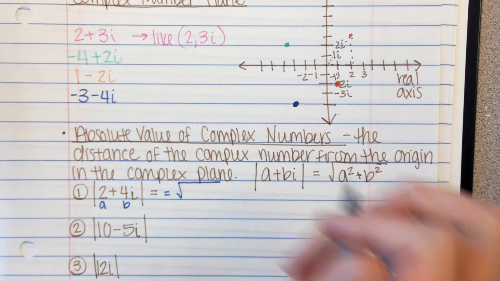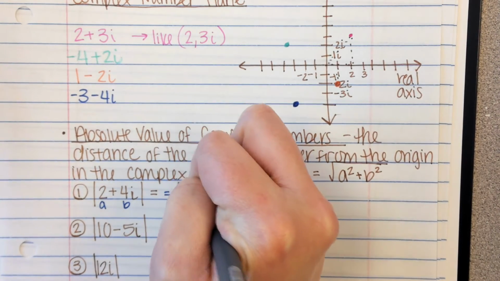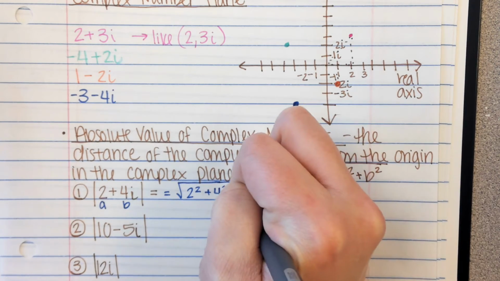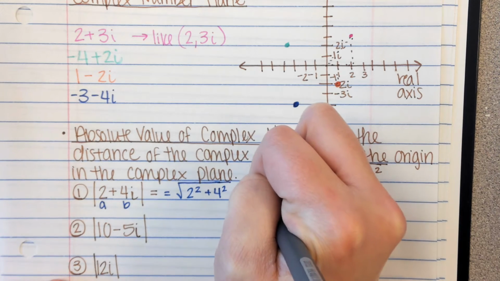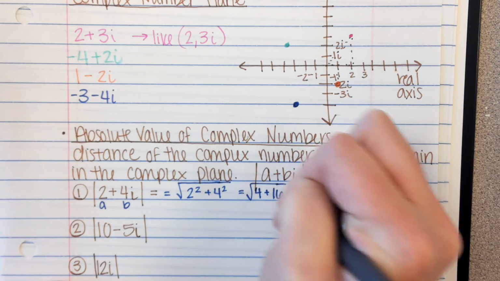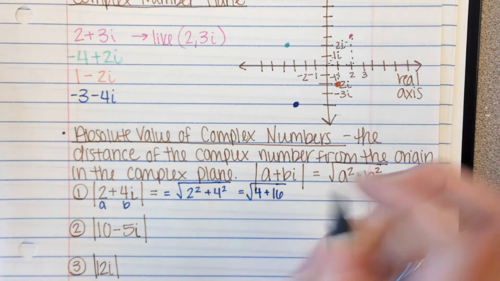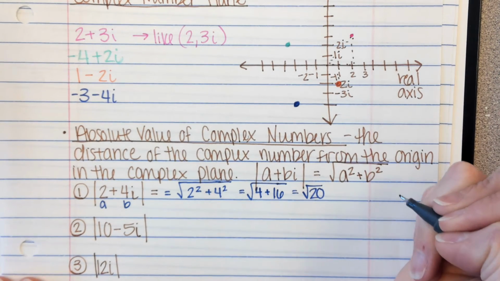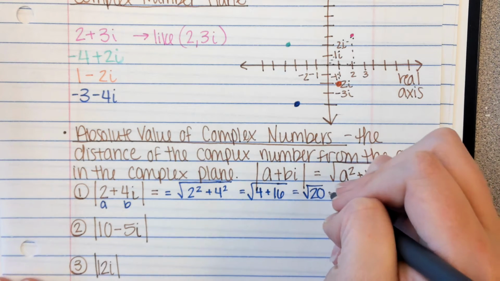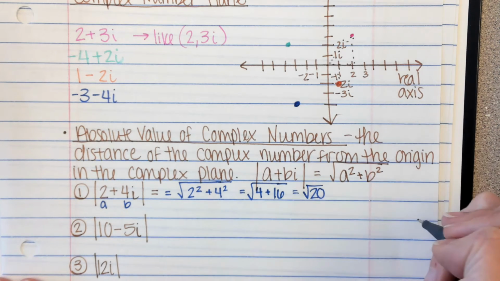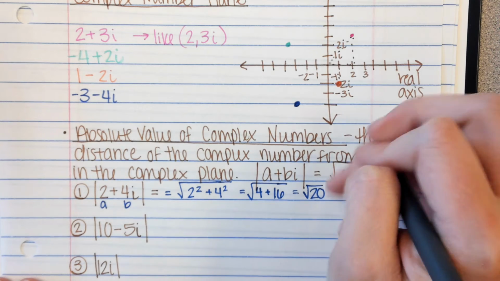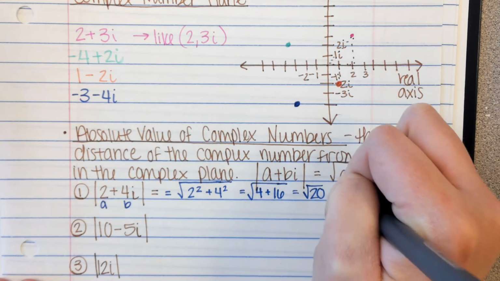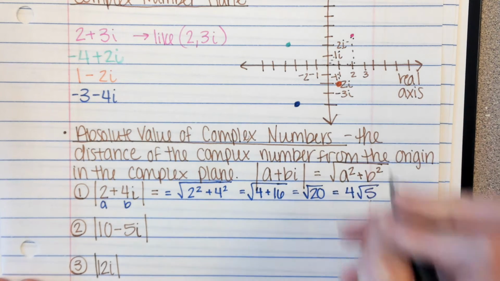So A squared plus B squared. So A is 2 and B is 4. So that's 2 squared plus 4 squared. 2 squared is 4. 4 squared is 16. And so that gives us the square root of 20, and you have to simplify that. So going back to what we did yesterday, you can pull out a perfect square. You can do a factor tree, whatever you want to do. But that simplifies to 4 square root of 5.